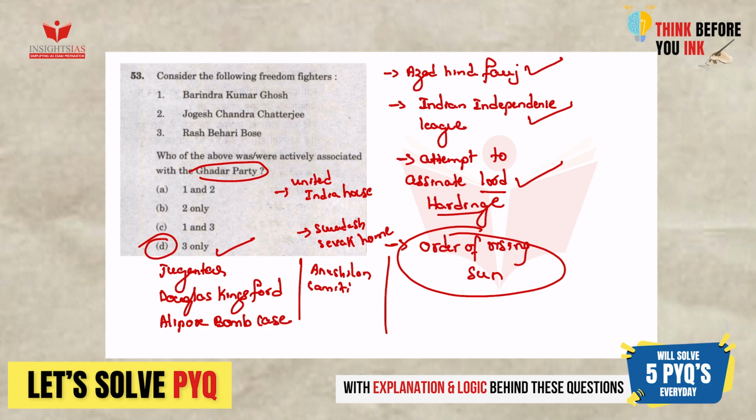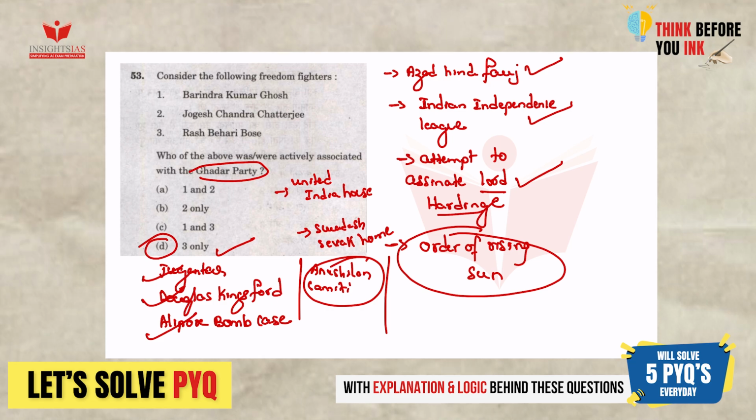One is Bharindra Kumar Ghosh. He started this Bengali weekly called Jugantar, and he also tried to assassinate a judge called Douglas Kingsford, and he was also arrested in the Alipur bomb case. And similarly, you have Jogesh Chandra Chatterjee, who is associated with Anushilan Samiti. So they have no connections with the Gadhar party.